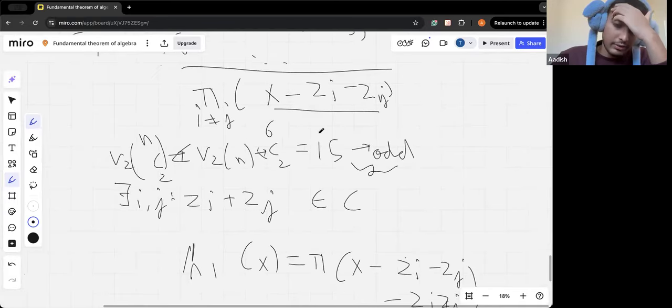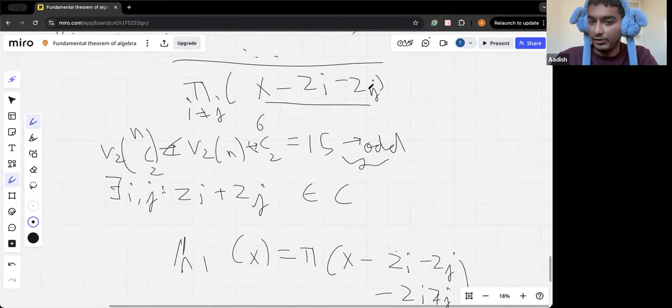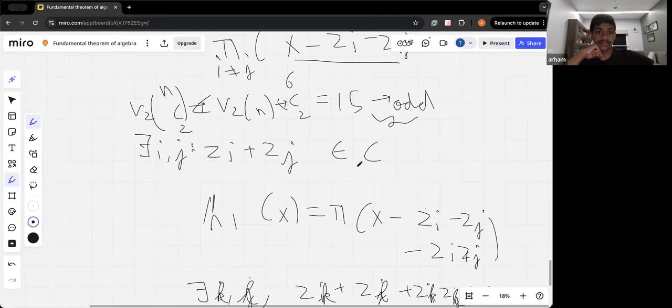Okay, wait. I'll come back to that. So it has real coefficients, so it has at least one complex root. And its roots we know are zi plus zj, right? Yeah. So some zi plus zj is a complex number.